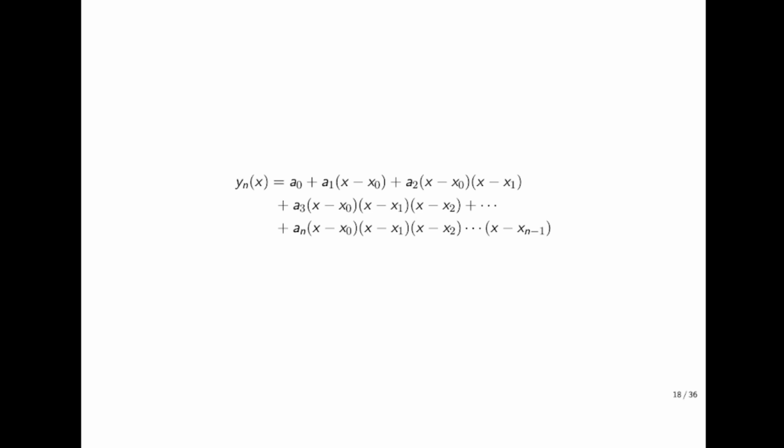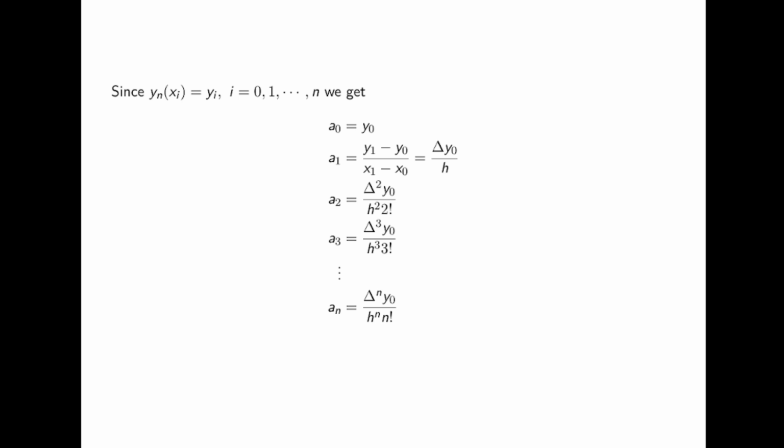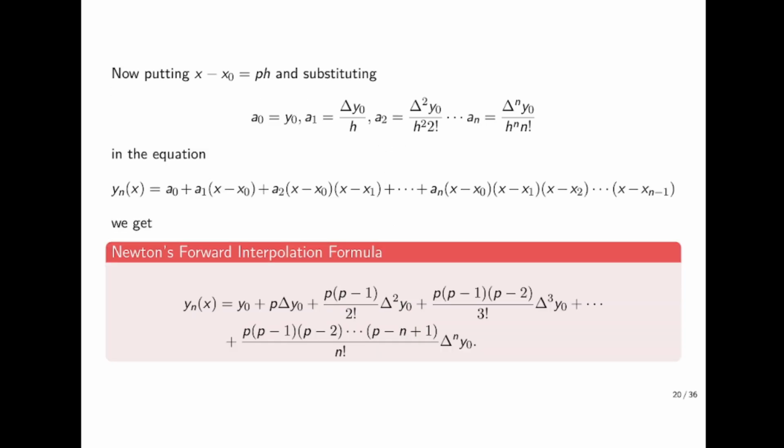Similarly, we can find the other terms as follows. So you got a0 as y0, a1 as delta y0 by h, a2 as delta square y0 by 2 factorial h square, a3 as delta cube y0 by 3 factorial h cube, and an as delta n y0 divided by n factorial h to the power n. Substituting all these in the right hand side of yn of x, we will get the Newton forward interpolation formula. Here, we will substitute x minus x0 as ph.